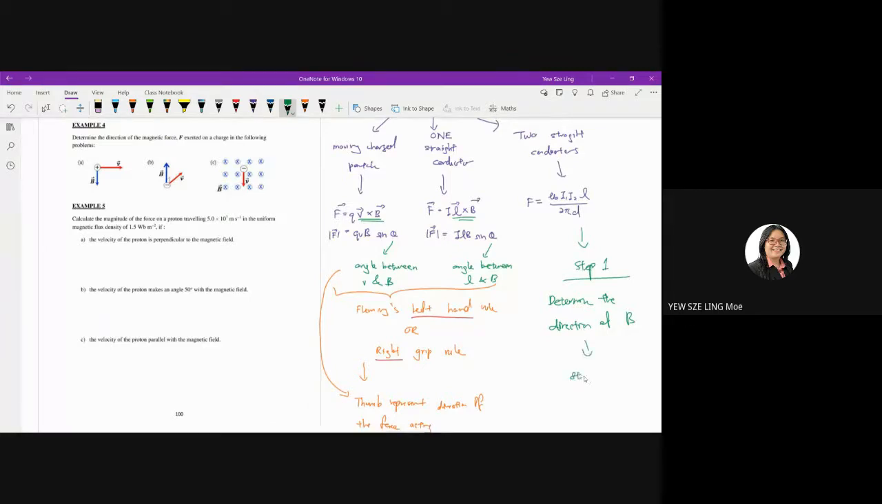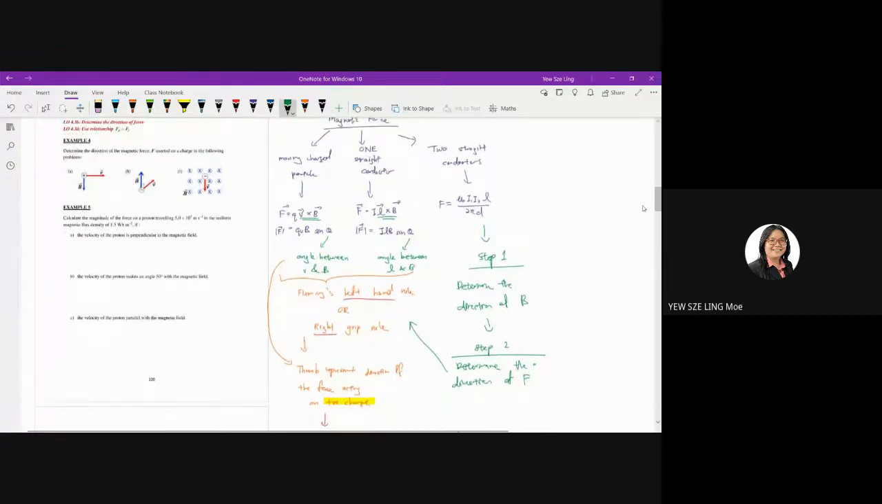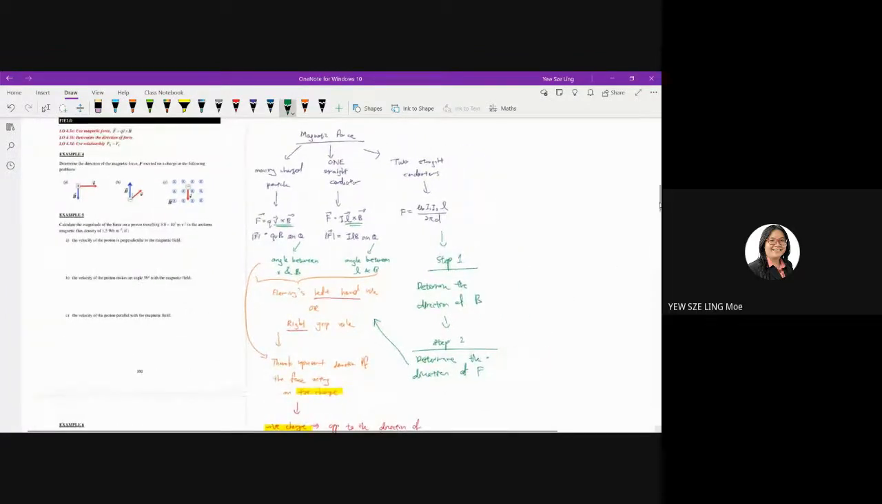And then followed by step two, you determine the direction of the force, either by using Fleming's left hand rule or the right hand grip rule. So the idea is very similar, just that it has an additional step.